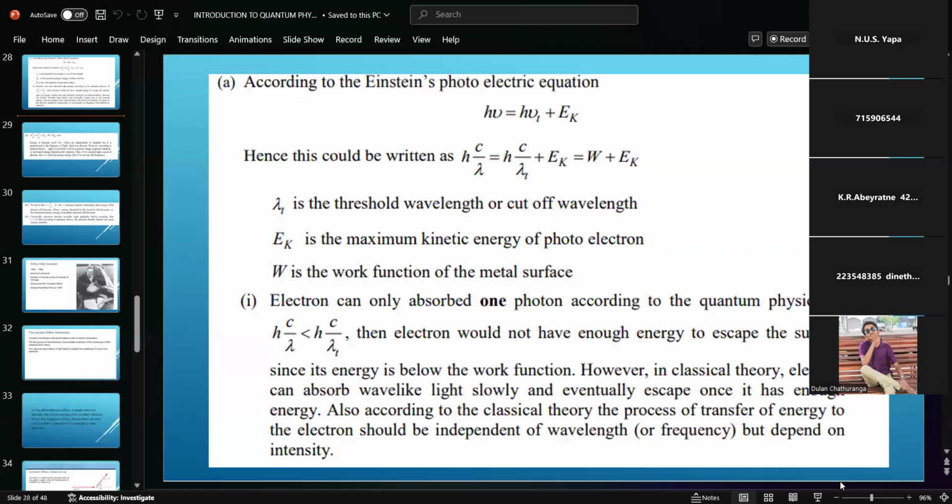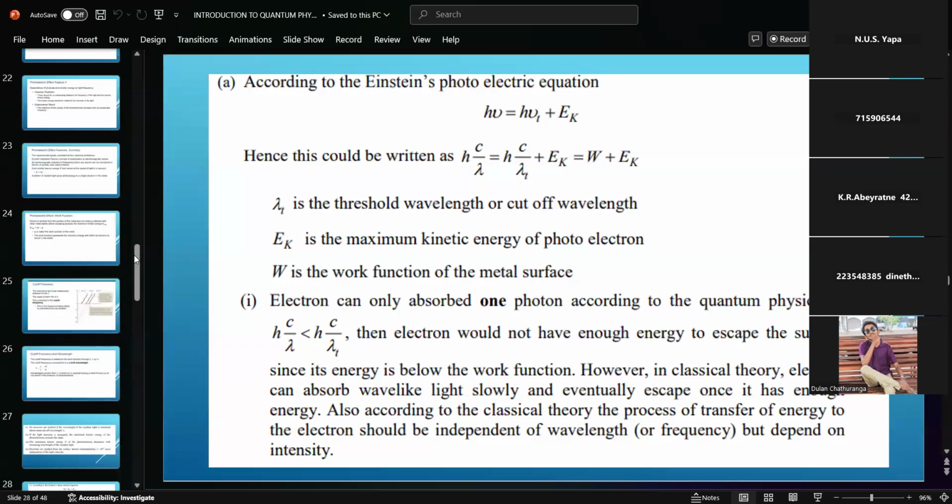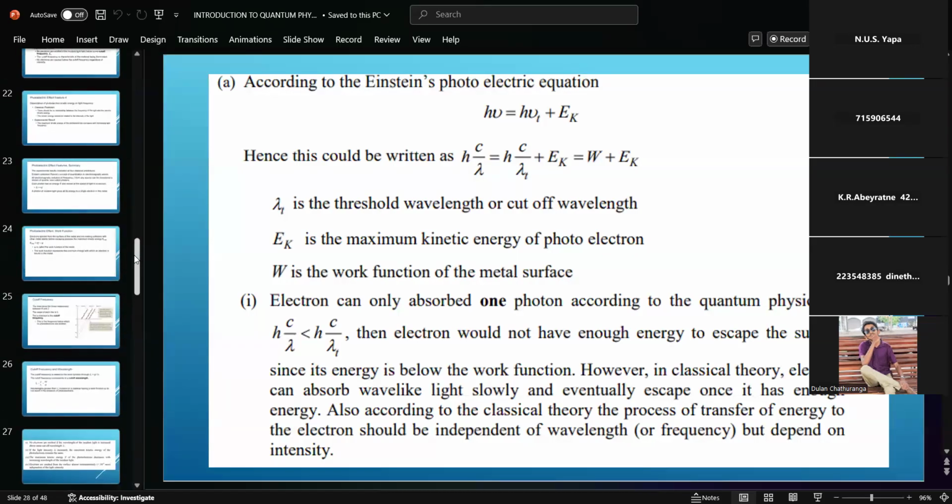However, in classical theory, the electron can absorb wave energy slowly and eventually escape once it has enough energy. Also, in the classical theory, the process of transfer of energy to the electron should be independent of wavelength or frequency and depend on intensity. Right? It is different in quantum theory. Right? We can explain the next experimental results.